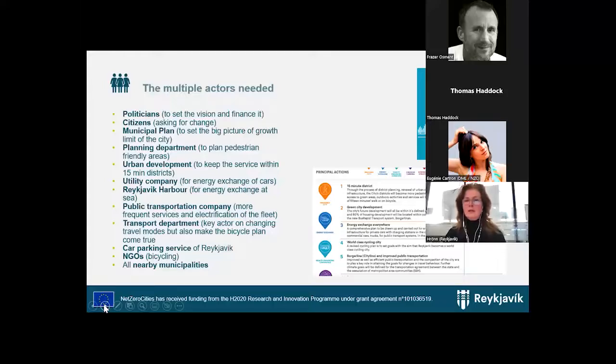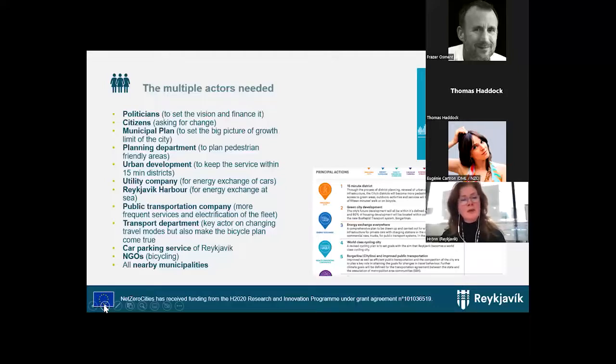And citizens, they are the people asking for change, and the municipal plan is to set the big picture of growth limit and how the city will change, how we see the future of the city for people that are living and growing within the city. And then on more specific matters, the planning department plans special areas. I'm talking there about pedestrian friendly areas, but that is of course only one of the aspects that they are taking care of.